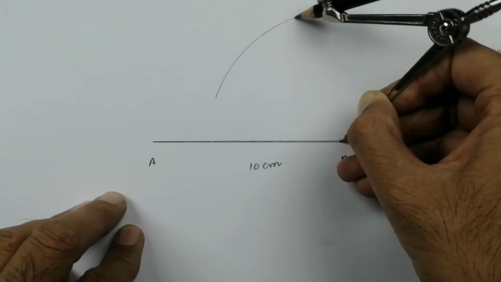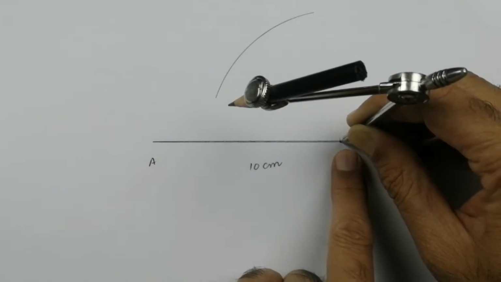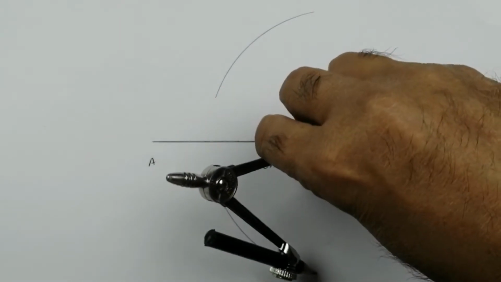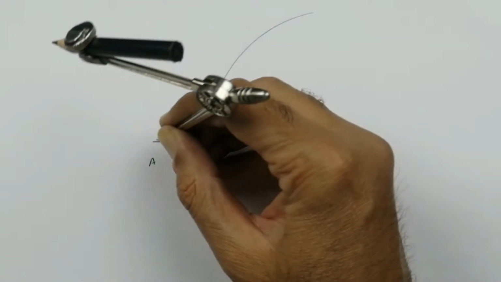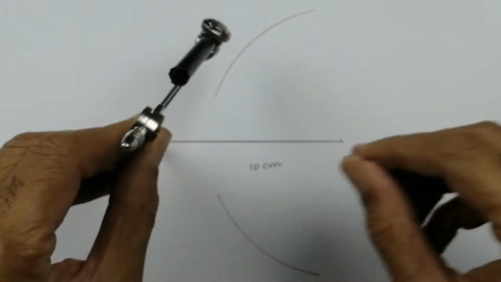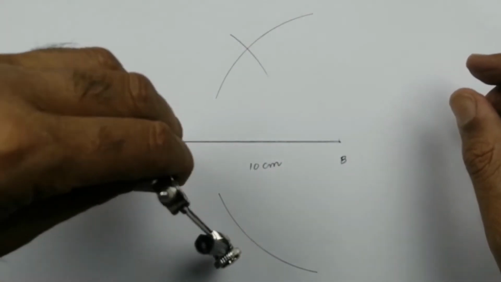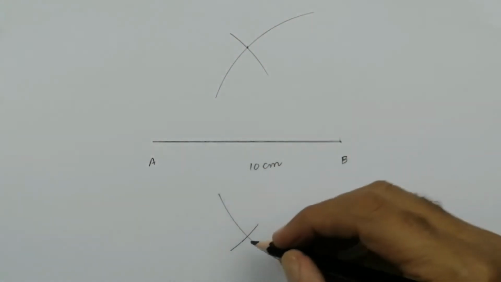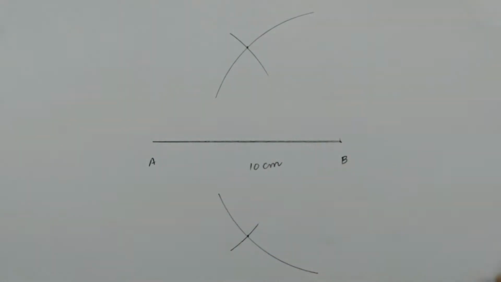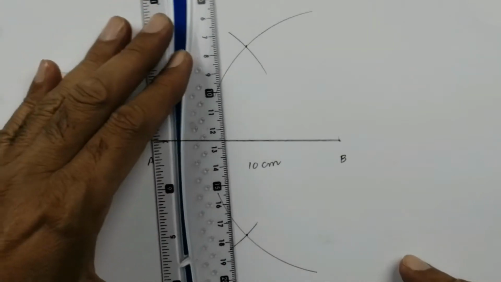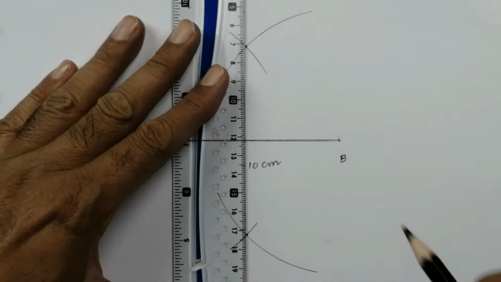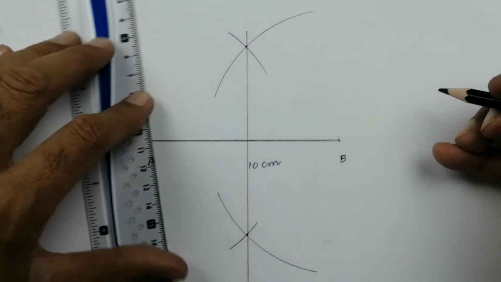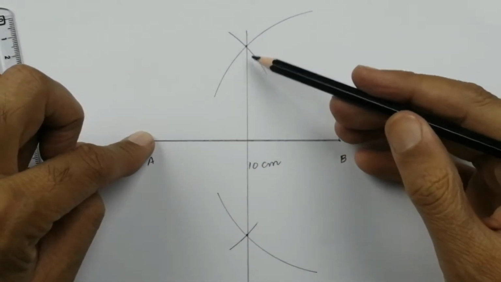Now just look here. Fix the point of the compass at point B and draw an arc upward of the line and downward of the line. With the same length, we will draw an arc from point A like this. It will intersect the previous arc at two points, at this point and this point. We can join these points with the help of a scale, like this, right?